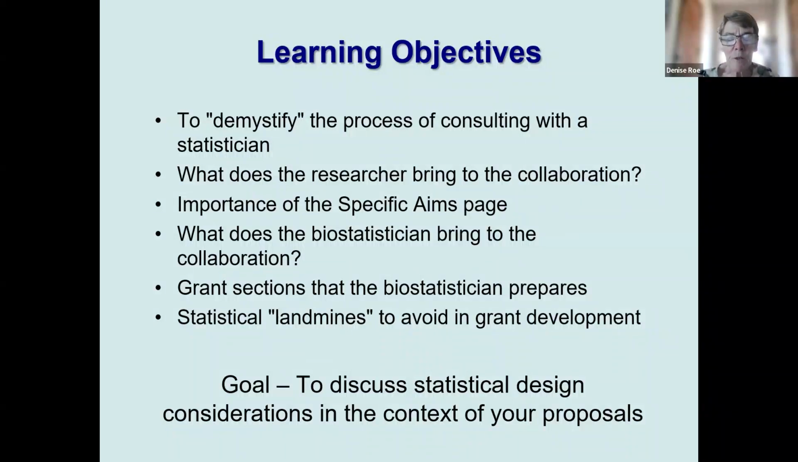At the end, I'll talk about a really nice example where we turned an R21 grant into an R01 grant, so you can see the process in terms of how these statistical concepts evolve through a research program. And then I hope there's time, well, there should be plenty of time if you're interested for us to discuss statistical design considerations in the context of the proposals that you're developing.